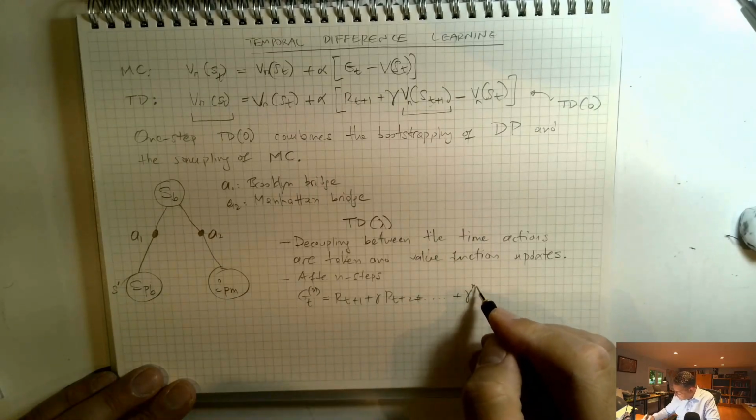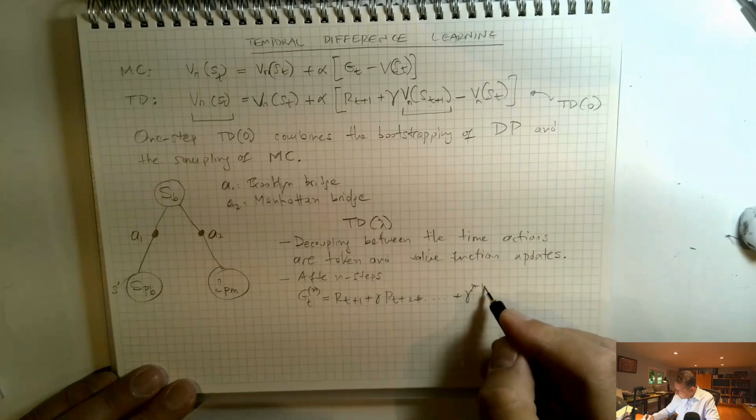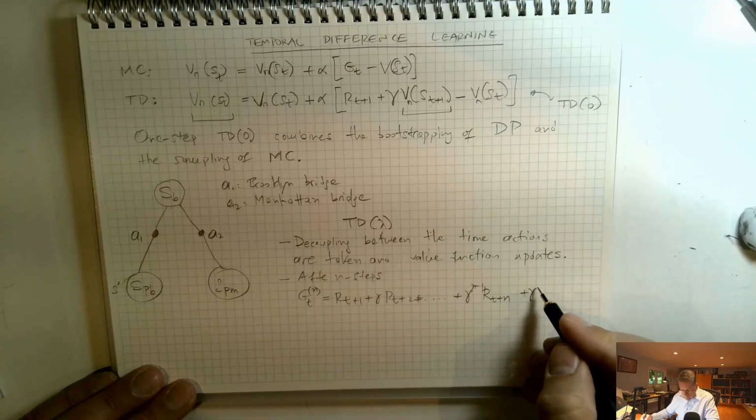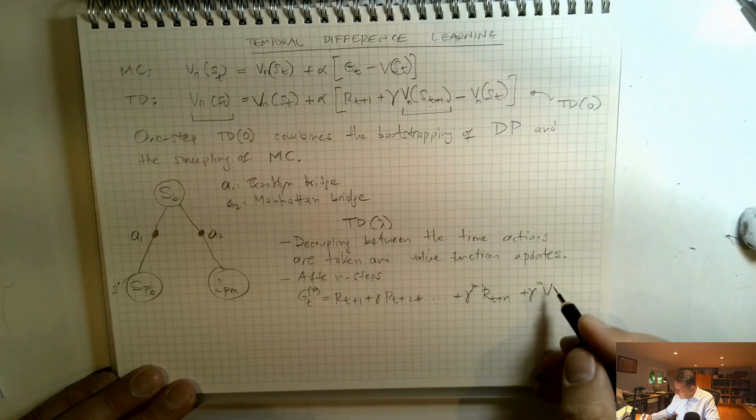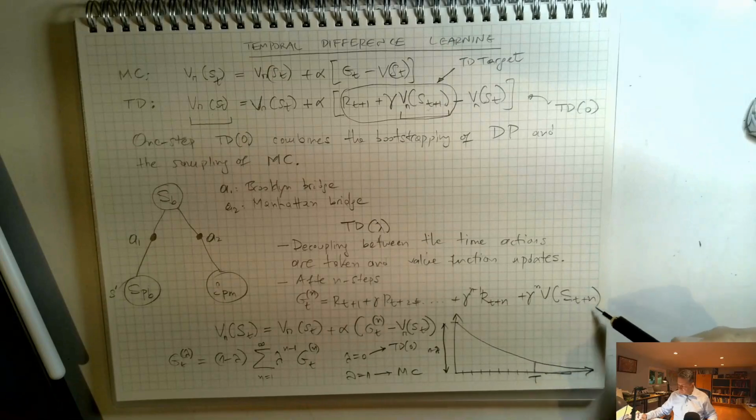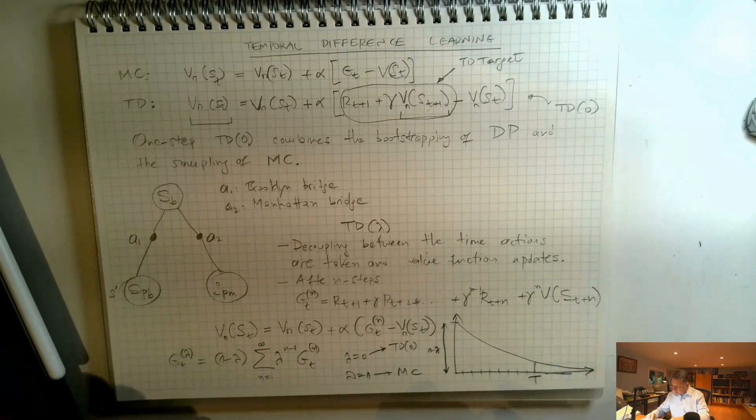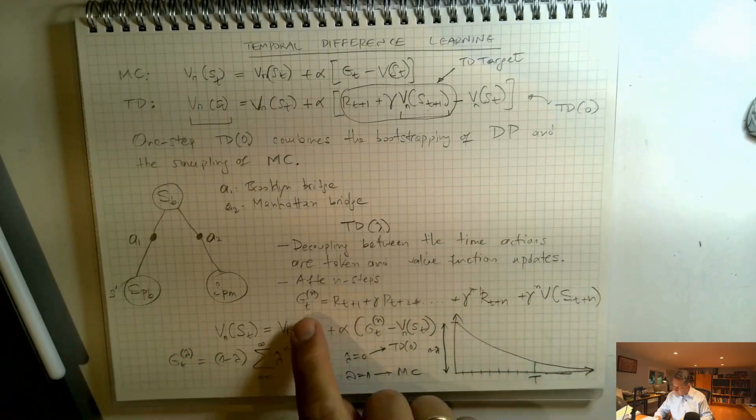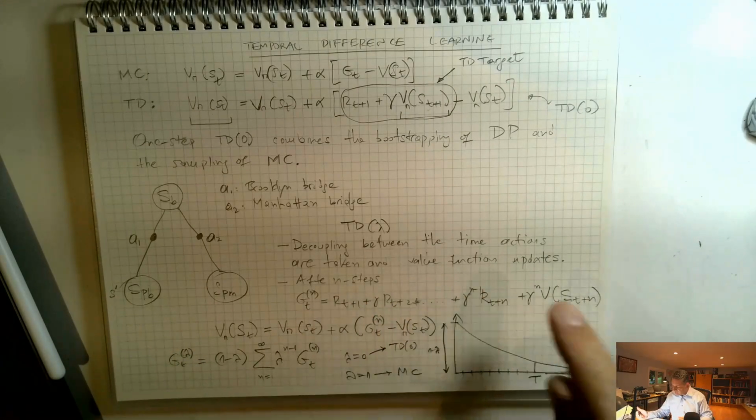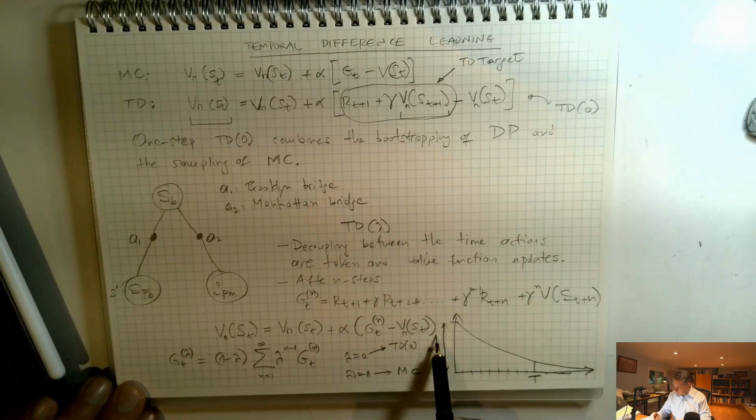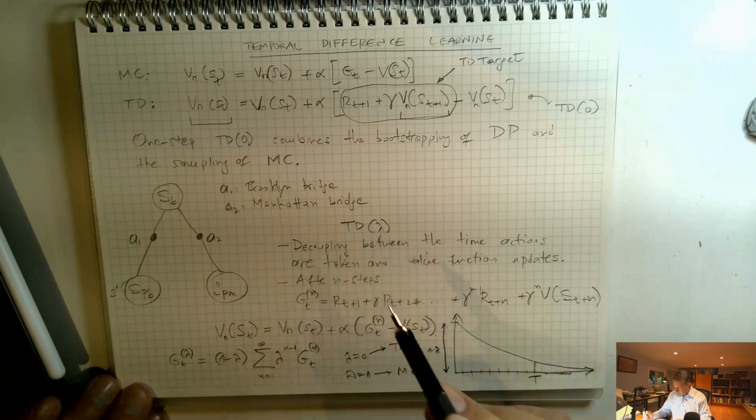plus gamma to the power of n minus 1 R of t plus n plus gamma n V S of t plus n. So I actually wrote also another equation. This equation is effectively the one that summarizes how we will actually be using the n-step return in the update equation for the n-step temporal difference method.